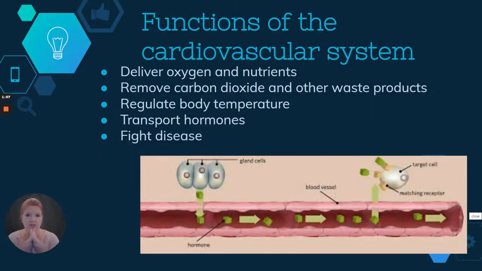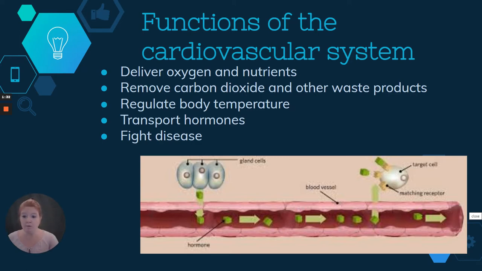What are some of the functions of the cardiovascular system? Well, it needs to deliver oxygen and nutrients. Cells need to get what they need. It also needs to remove carbon dioxide and other waste products. If waste products build up, cells will die. Okay. It needs to regulate our body temperature. So there's vasoconstriction and vasodilation, which serve to control the amount of blood that's flowing to your skin, okay, and to help regulate your body temperature.